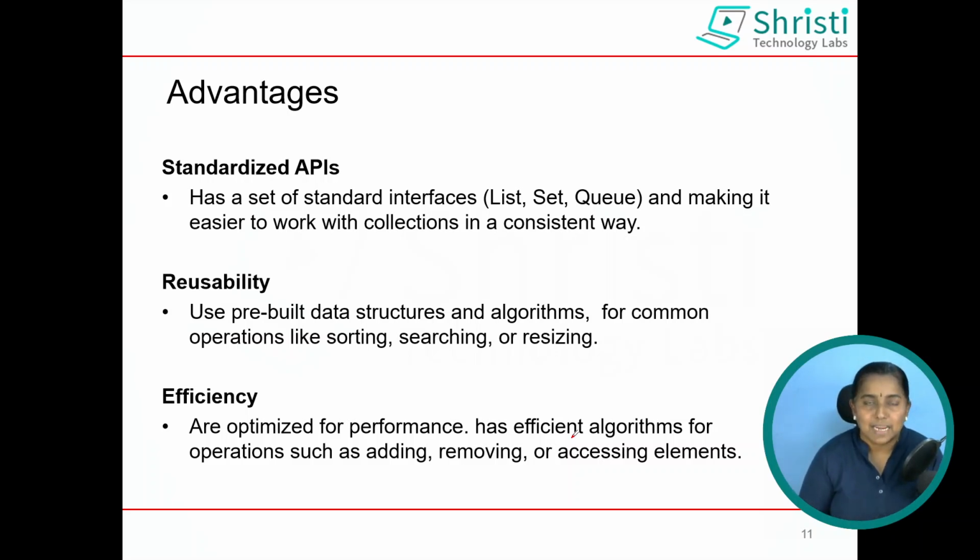Collection framework has got standardized APIs: list, set and queue. Based on your requirement, you can pick and choose the appropriate collection. If you want to create a collection which behaves as first in first out, use queue. If you want a collection which does not accept duplicates, use the implementation classes of set. If you want positional access, use the implementation classes of list.